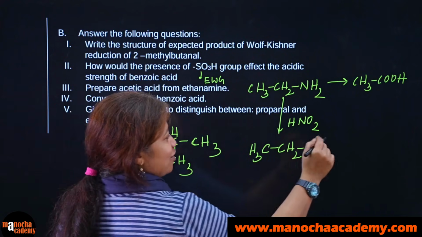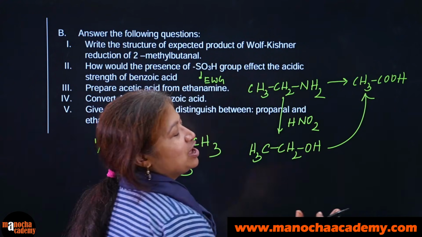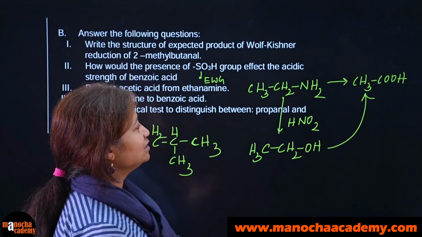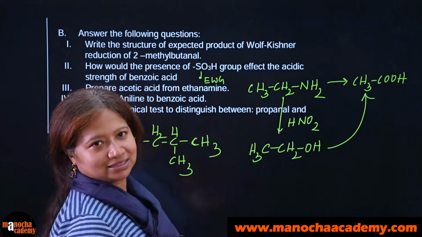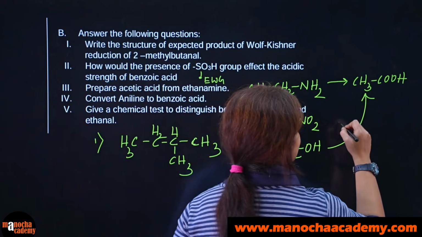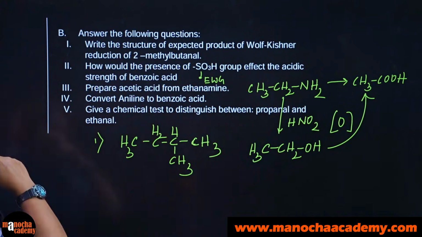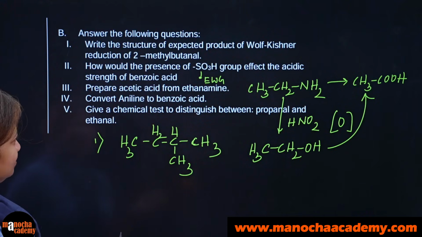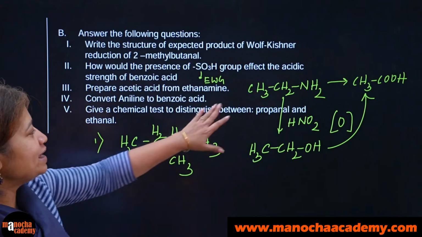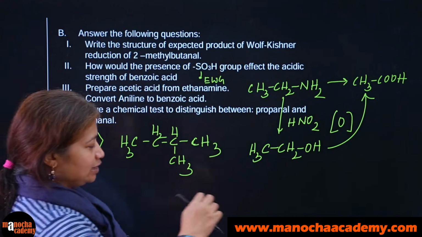So this alcohol, similarly, when you oxidize in presence of acidic KMnO4 or acidified potassium dichromate, you get the corresponding acid. So you get this on oxidation with a strong oxidizing agent. You get this. So done. Now aniline to benzoic acid. Okay, before that, propanal and ethanal, I'll do this later. Okay, aniline to benzoic acid, let me do that first.